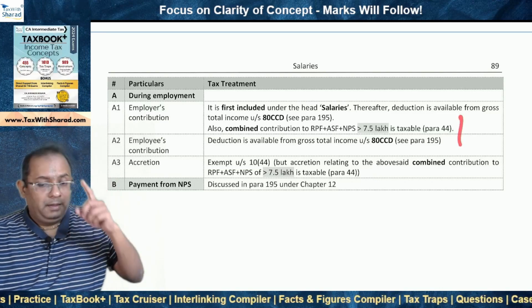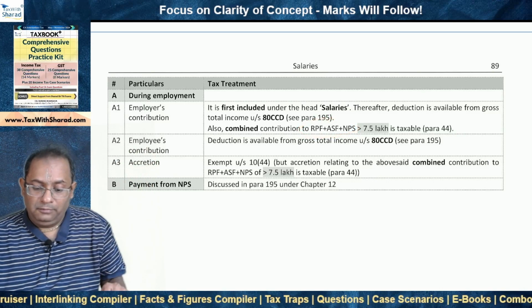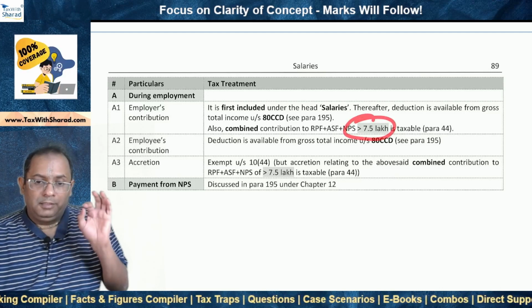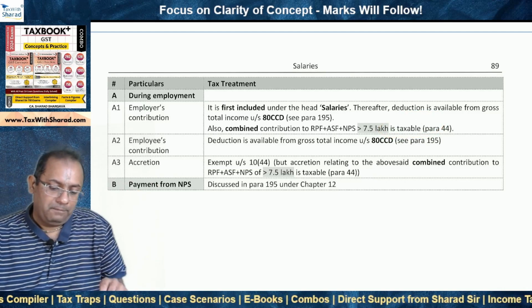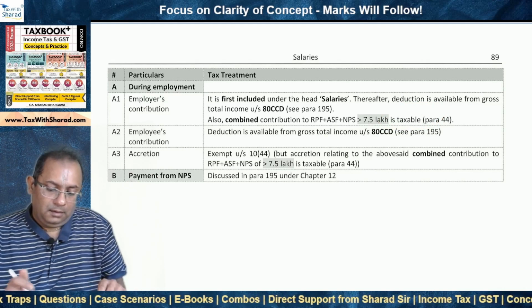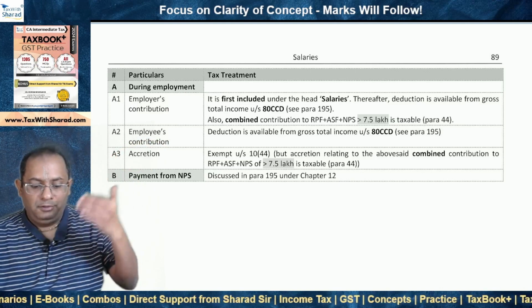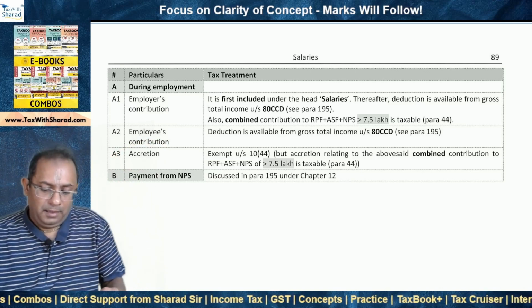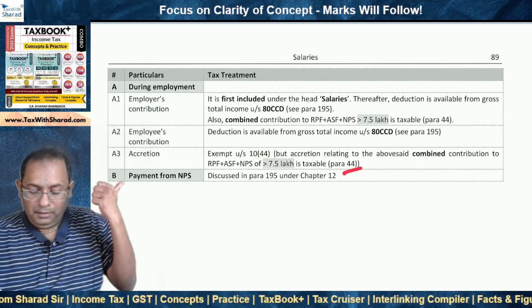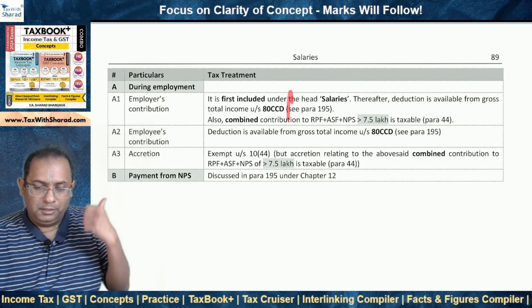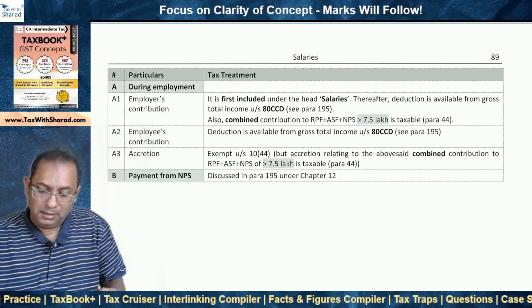And then the second layer, which applies the same for RPF and ASF, that is the combined contribution of employer to RPF, ASF, and NPS till 7.5 lakh is not taxable. Whatever amount goes beyond 7.5 lakh becomes taxable. Okay. Now the accretion to the employer's contribution, and then there will be accretion in the NPS account balance. So it is exempt in terms of section 10(12A), and details are given in the section on section 80CCD in TaxBook Plus. This is beyond the scope of our discussion, so we are not going to discuss this.